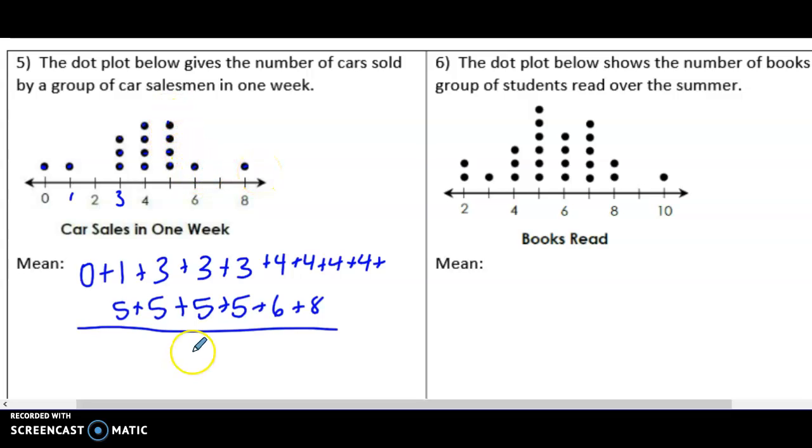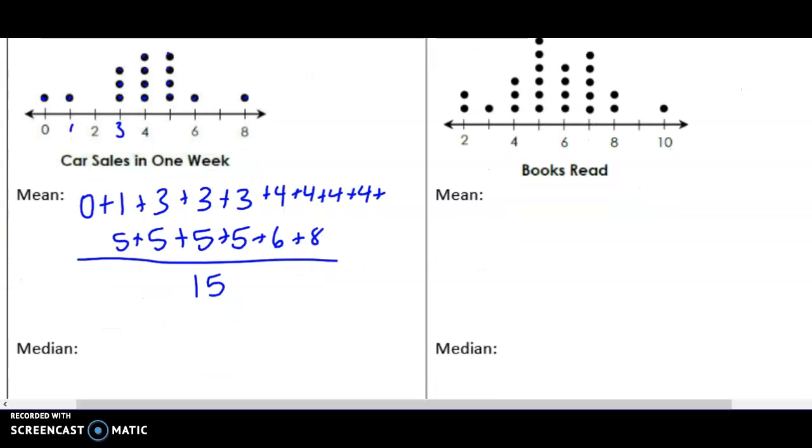So 15. So if we add up all those numbers, we get, okay, so we get 60, and then take that divided by 5. So the average car sales in a week by each salesman was 4.